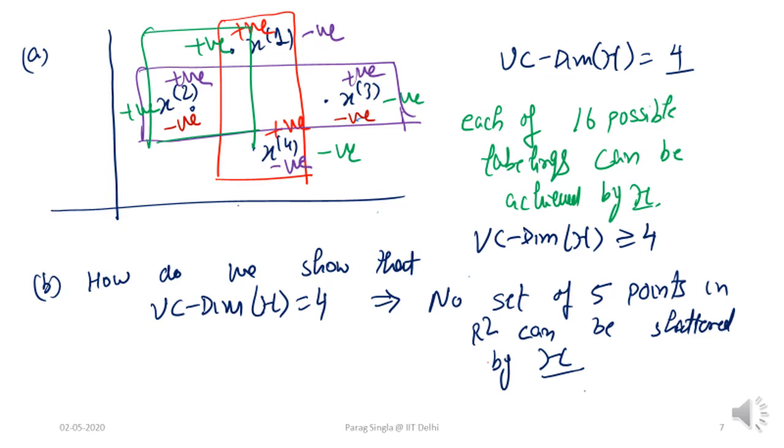So the first step would be to show that the VC dimension is at least 4. That's the easy part in some sense, because we have to find some set of 4 points in the 2D space which can be shattered by this particular hypothesis class. The particular set of 4 points that we draw here is simply x1, x2, x3, and x4, the way I've written here.